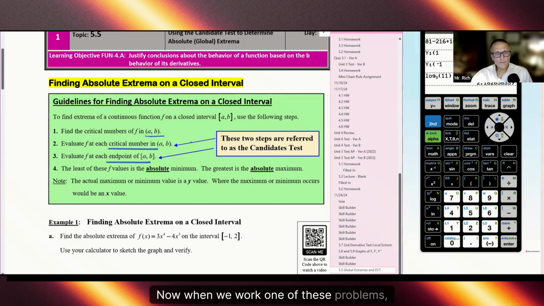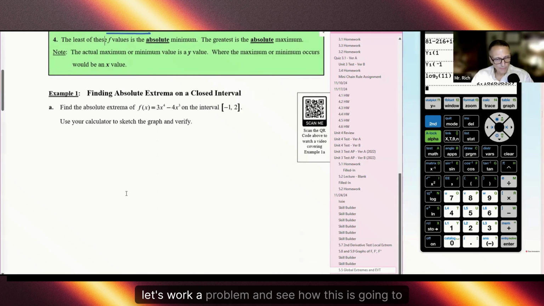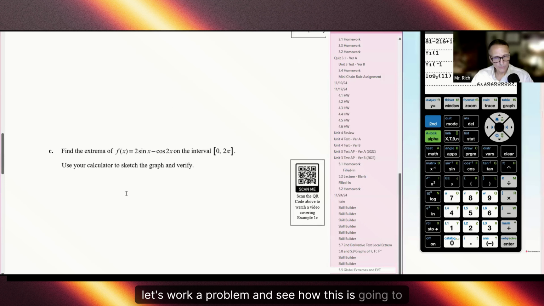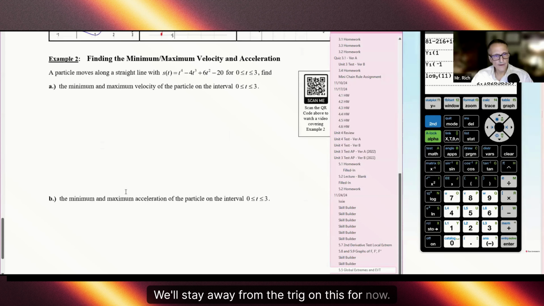Now, when we work one of these problems, if it doesn't make sense to you why those have to be the locations where we would have the absolute highest and lowest y value, once we do the first problem and we graph it, I think it'll become pretty apparent. So anyways, let's work a problem and see how this is going to work. We'll stay away from the trig on this for now.